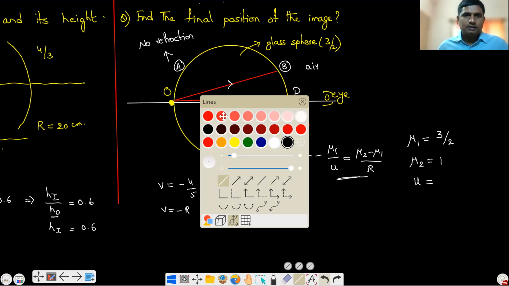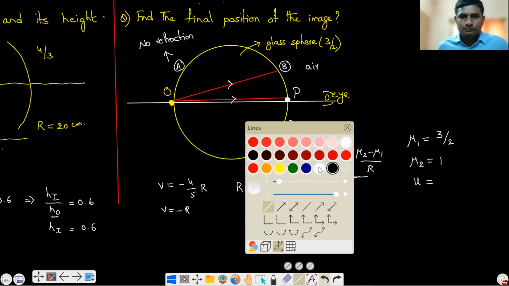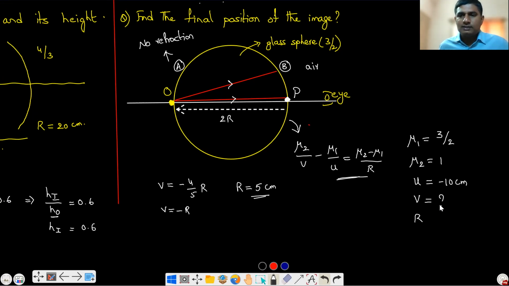No, no. See here. Now how much is U? U means the distance from here to the object, correct or not? Distance is measured from the pole. So you are going from here towards the left side, and left side means negative. How much is this distance? This is nothing but 2R, the diameter. So 2 into 5 centimeters, that means 10 centimeters. Plus 10 or minus 10? Minus 10. Then we have to find out the image distance. What is the radius of curvature? Minus 4R. Minus 4R, correct. Okay.